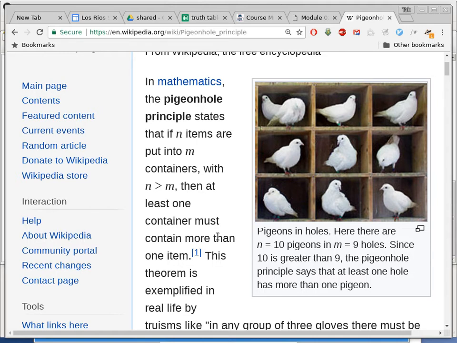Okay, but how do you prove it? This is the theorem. The theorem says if n is greater than m, and we need to put everything into the containers, then at least one container is going to have more than one item. That's the theorem. How do you prove it? Now you can say, okay, here we have 2 items and 1 cubby. The only way we can put 2 items into 1 cubby is for that single cubby to have 2 items. There's no other way.